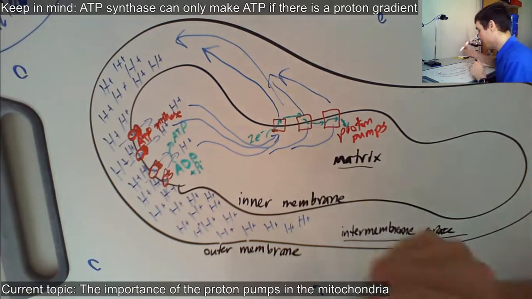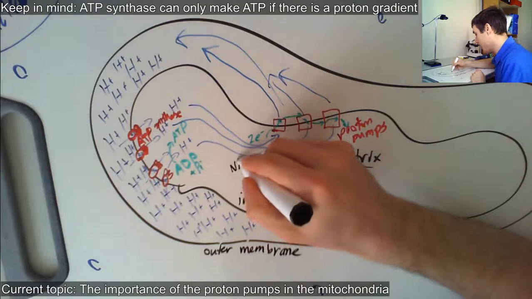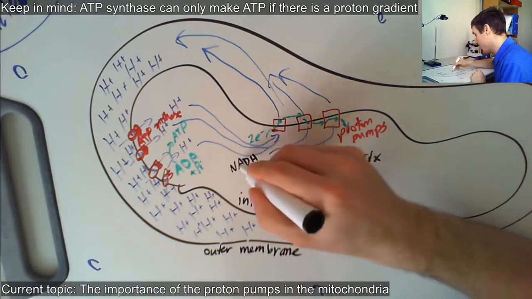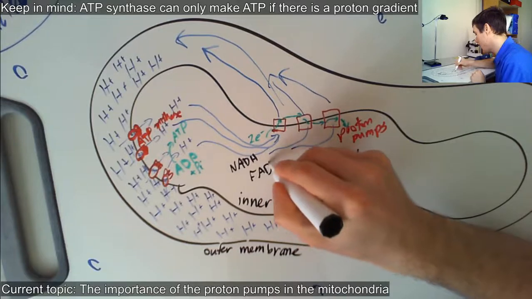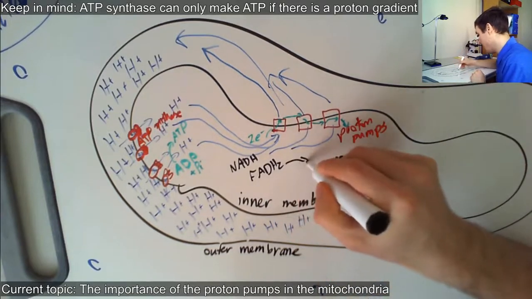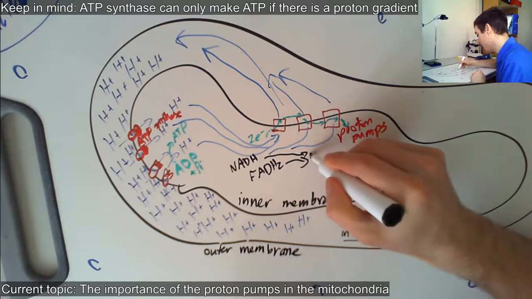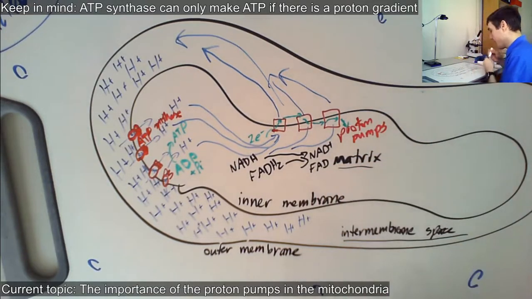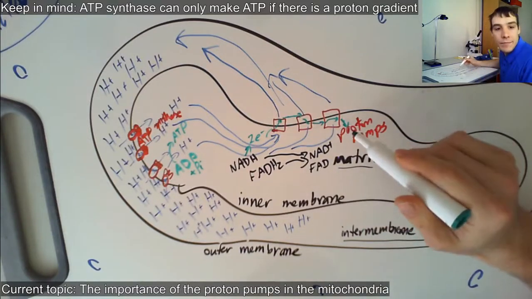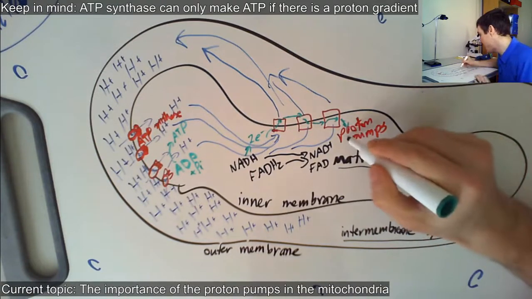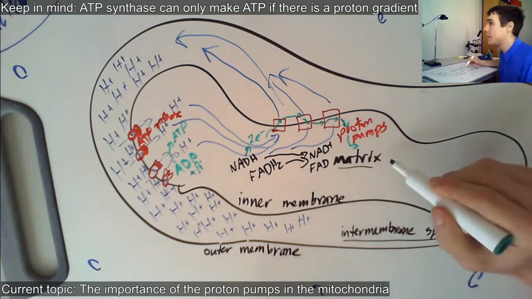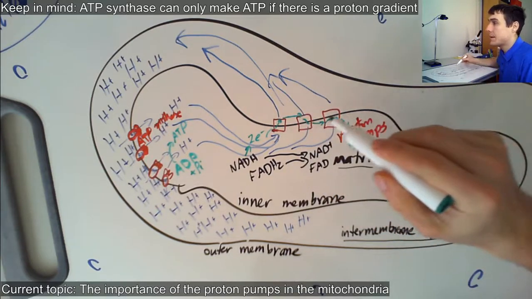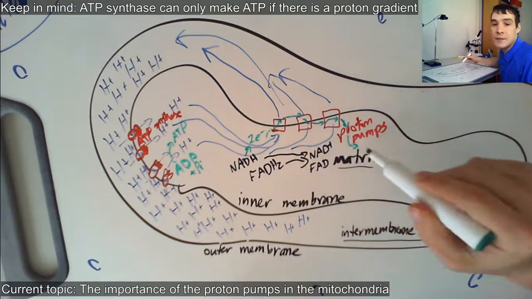So let's draw those. Let's add those. The NADH and the FADH will provide the electrons. Right, so those electrons actually come off of NADH, and then they have to go somewhere. The electrons have to go somewhere at the end of this whole pump system.